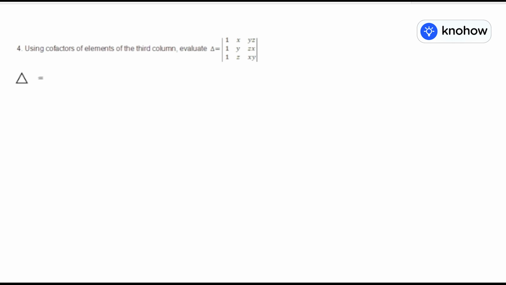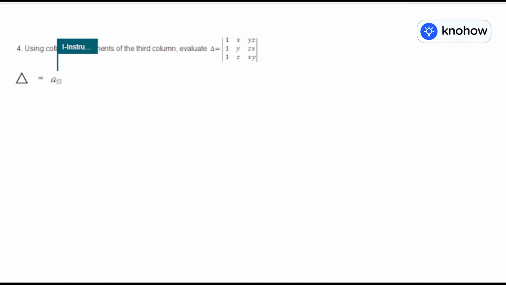Cofactors of the elements of the third column, evaluate. You know, we can evaluate a determinant by multiplying each element of any one row or column with the corresponding cofactor and adding. But this time, he wants you to do it with the third column. So what will be the value of the determinant? What are the elements of the third column? What are the symbols? You write 1, 3, 2, 3, 3, 3.